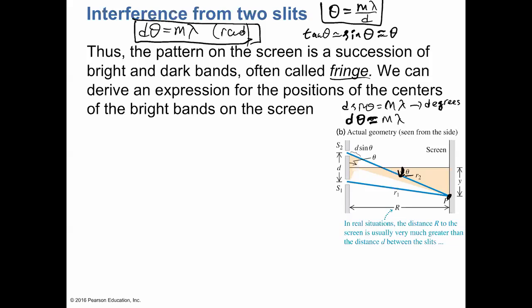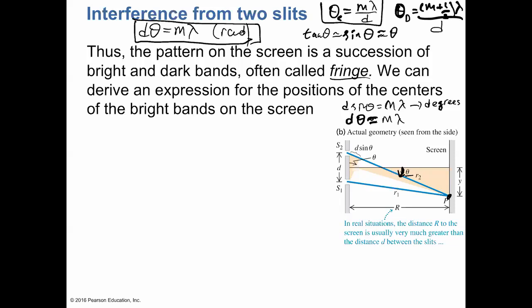Well, you can calculate it for the constructive interference, so put a C for constructive, and then you can also do theta for destructive, and that's going to be m plus 1/2 times lambda over d. So this is going to be the destructive, in terms of the angular displacement in radians.